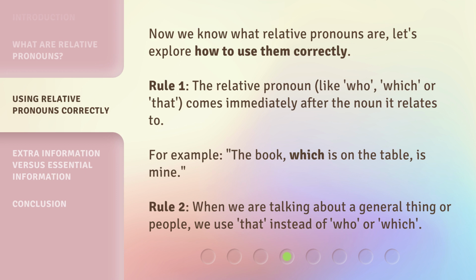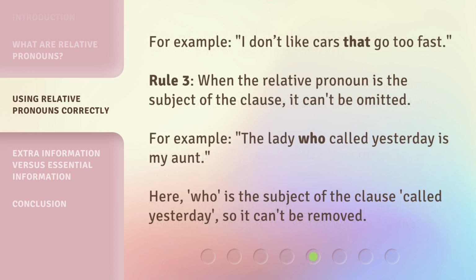Rule 2. When we are talking about a general thing or people, we use that instead of who or which. For example, I don't like cars that go too fast.